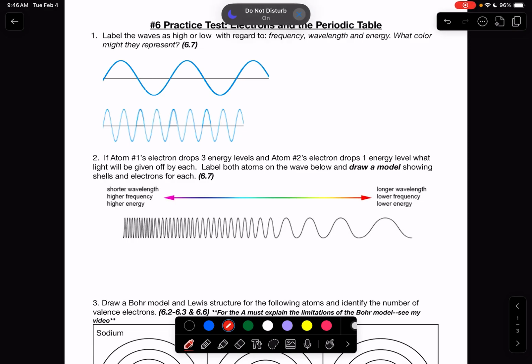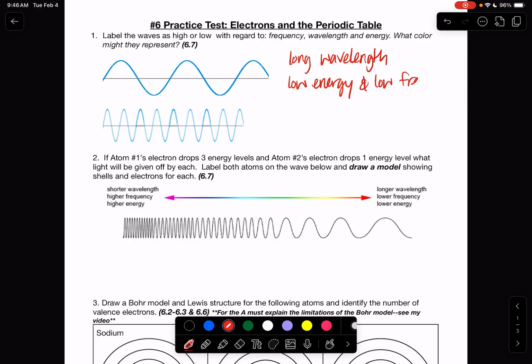Okay, in this video we're going to be reviewing for the Performance Task 6 test. So we're going to start by looking at the relationship between wavelengths and energy. This first picture is showing a long wavelength that has low energy and low frequency. And the second picture is showing a short wavelength that has high energy and high frequency.